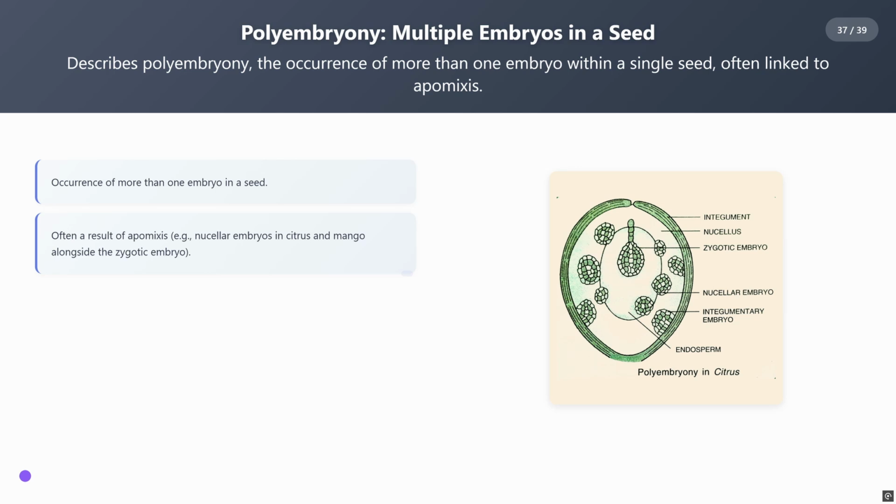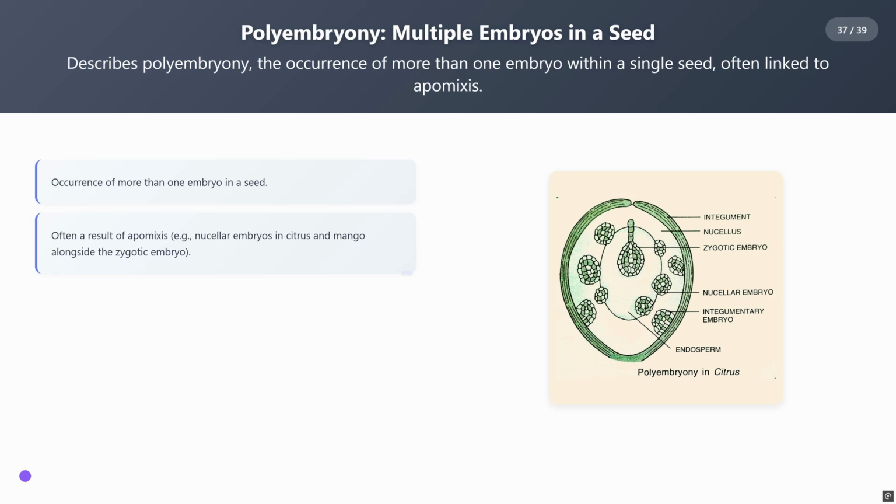Polyembryony is simply the occurrence of more than one embryo within a single seed. This often happens as a result of apomixis, especially the type where those nucellar cells form extra embryos. So in many citrus and mango seeds, you might find the normal sexually produced zygotic embryo, plus several additional apomictic embryos derived from the nucellar tissue, all packed into the same seed.